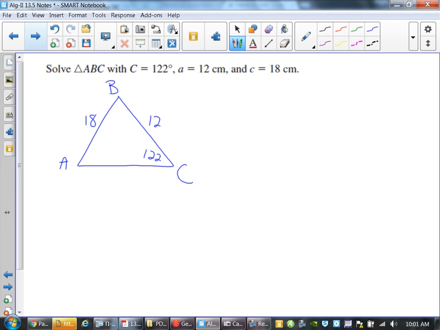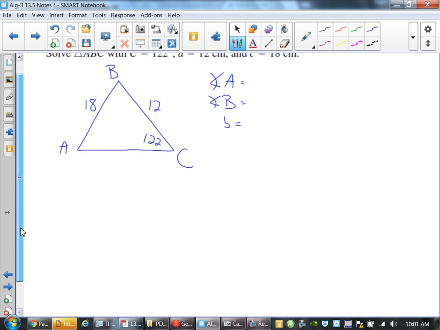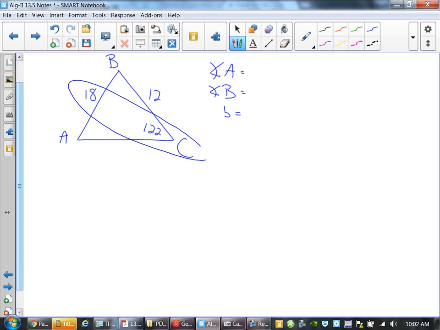So if I look at this one, I'm given only one angle to start with, which means I'm going to have to figure out one of the other angles right away. Which other angle am I going to be able to find? A. I can find angle A because I have the side opposite A. So I start with that. I have to find angle A, angle B, and side B. Let's go for angle A first. I'm going to use C as my pivot because I have both of them.